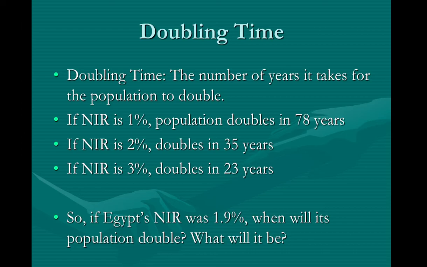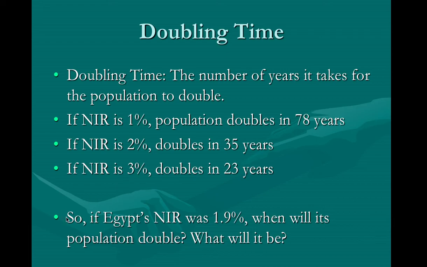If your NIR is around 1%, your population will take 78 years to double. So you have a while. That could be both a positive thing and a negative thing. If you're looking to find more people to come into your country to be workers, or if you want a future of people who are going to be working to employ our elderly, then 78 years is a long time to wait for those births to happen and for people to fill in those spots. If your NIR is around 2%, it will double in about 35 years.